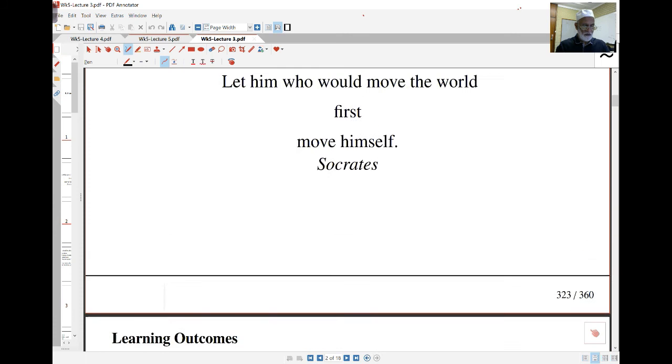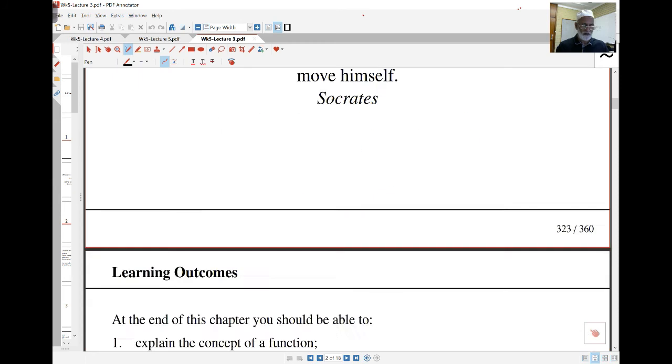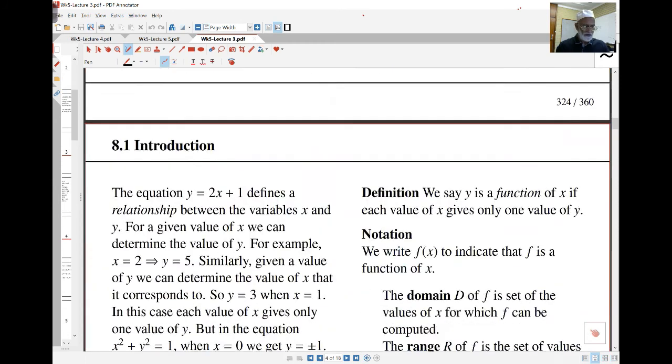First of all, thought of the day: let him who would move the world first move himself. You may change the world. To move the world, to do anything at all, requires effort. Move yourself.